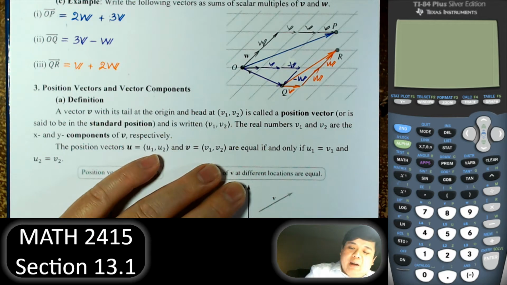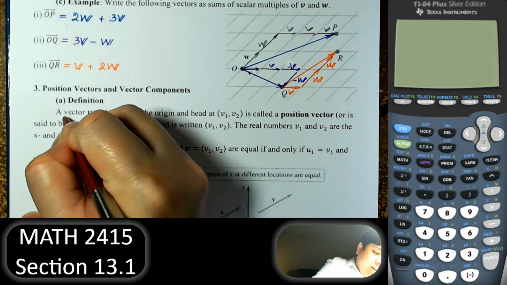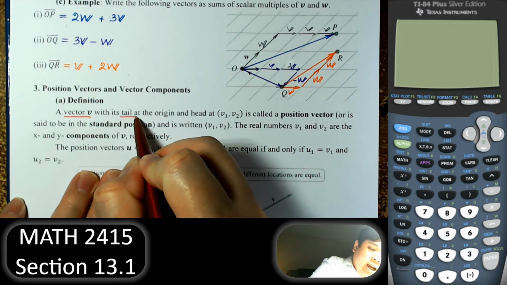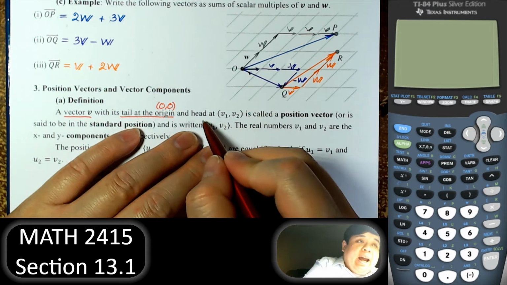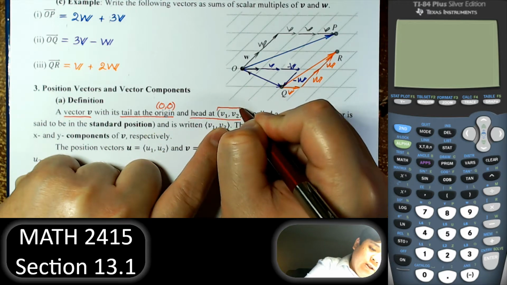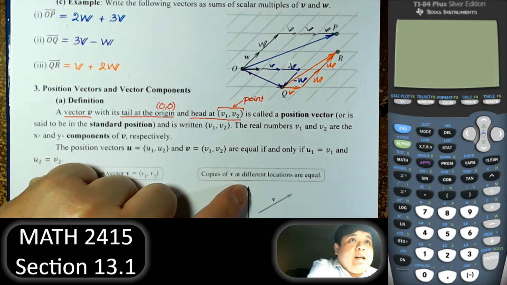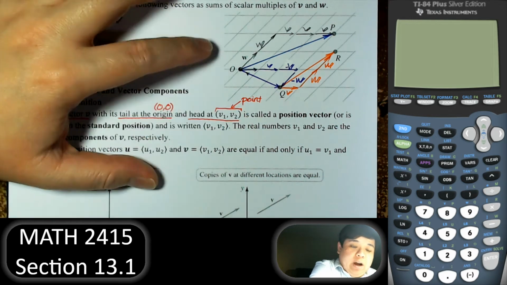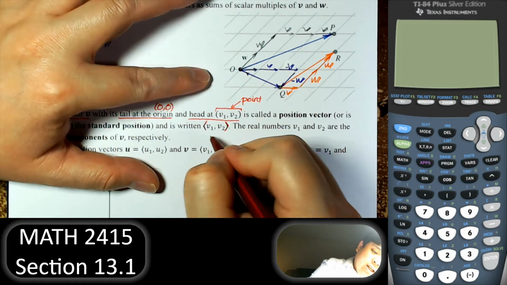Once again, pay attention to the notation. First of all, we have a boldface vector v with the tail at the origin, meaning the point 0 for x, 0 for y, and the head is v1, v2. Notice that this is a point. That's called the position vector. To distinguish between a point and a vector, we use this notation, and this is a vector.